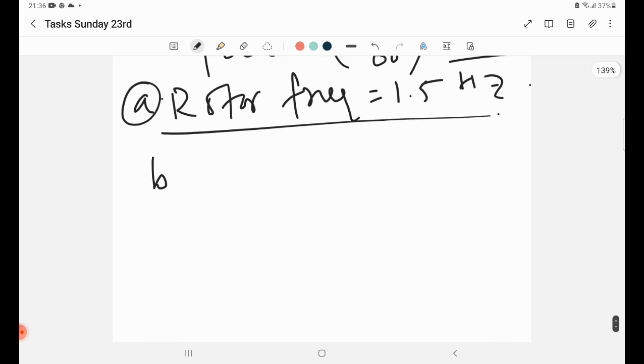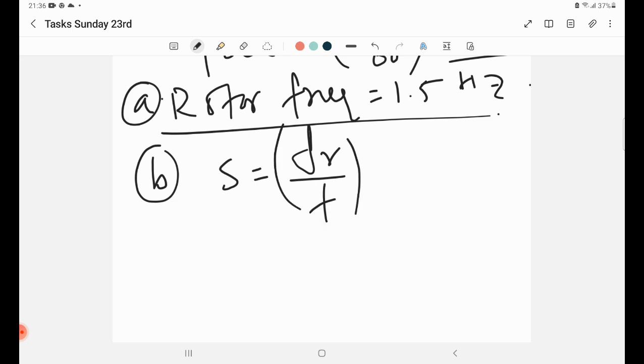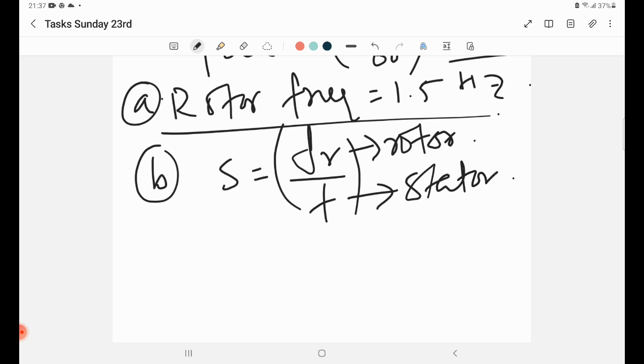Okay, so the second question, where we are told to find the slip. So as we know, slip is equal to Fr upon F, that is frequency of the rotor. This is the rotor frequency, and this is the stator's, basically the supply frequency, right? This is the supply frequency.